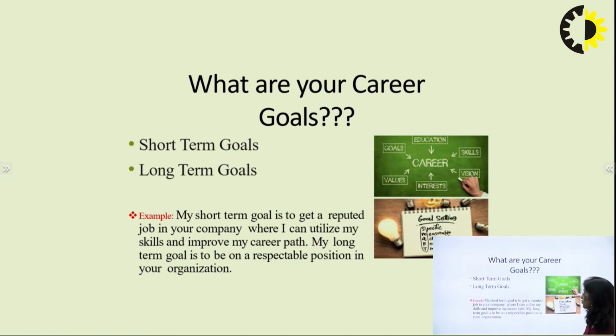So my short-term goal is to get a reputed job in your company where I can utilize my skills and improve my career path. My long-term goal is to be in a respectable position in your organization.